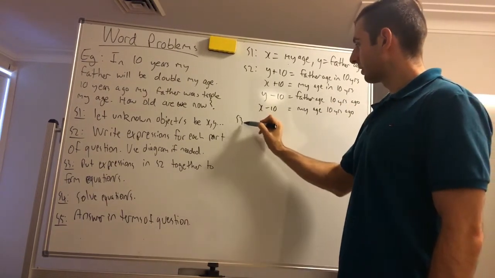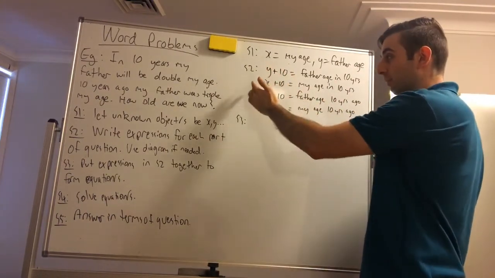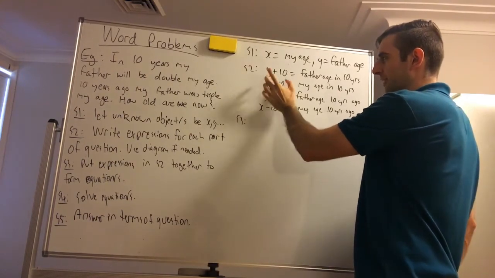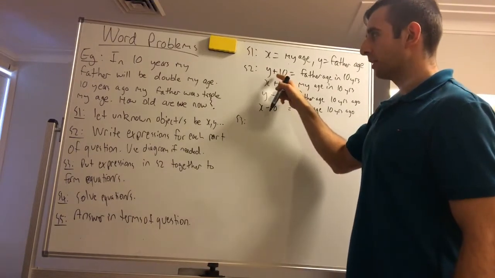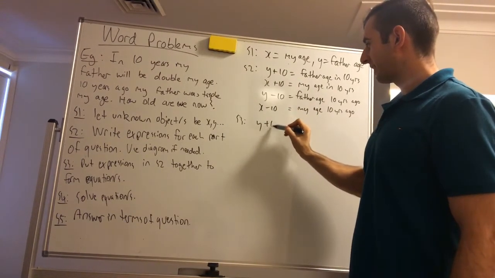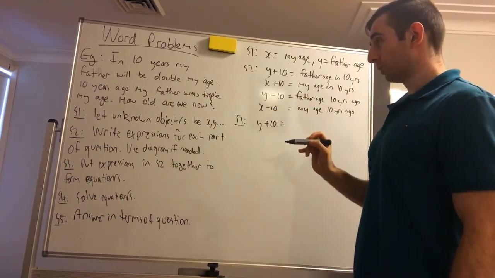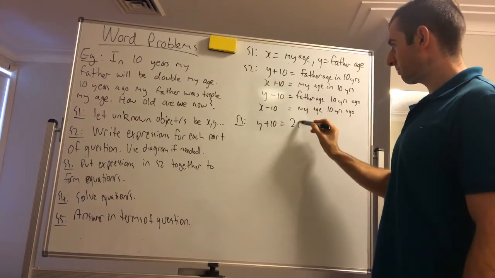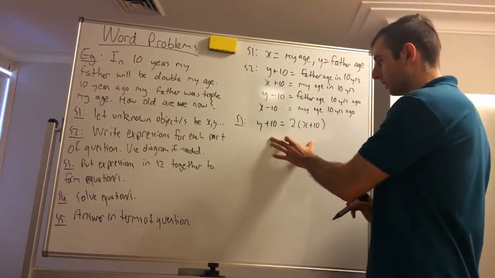That's step two done. So basically, you don't always need to do step two, but I find it's a great way to break up the question. So each part of the question is now put as an expression, so now I've got to link it. So in 10 years' time, my father's age, y plus 10, will be double my age. So that means twice x, my age at that point. So that's my first equation.